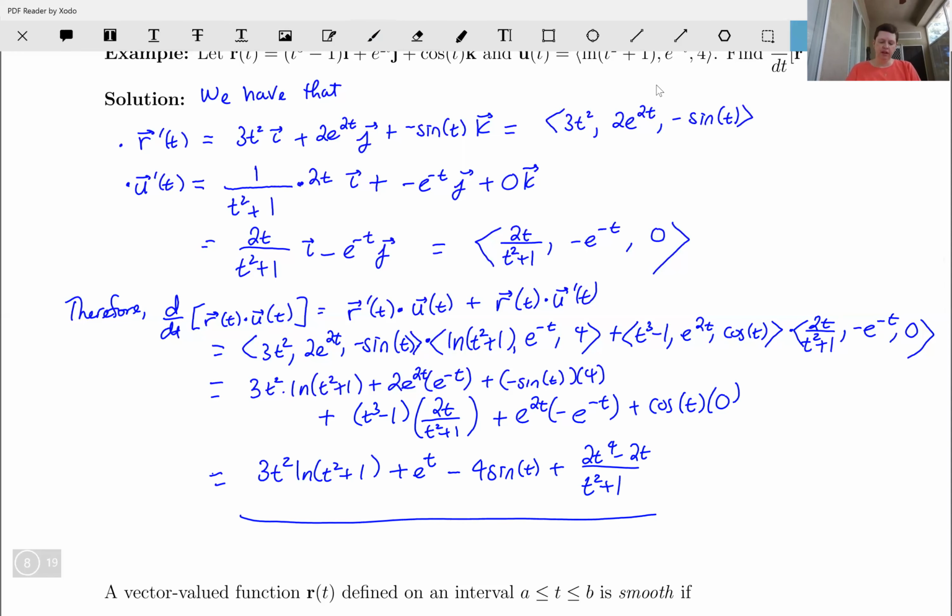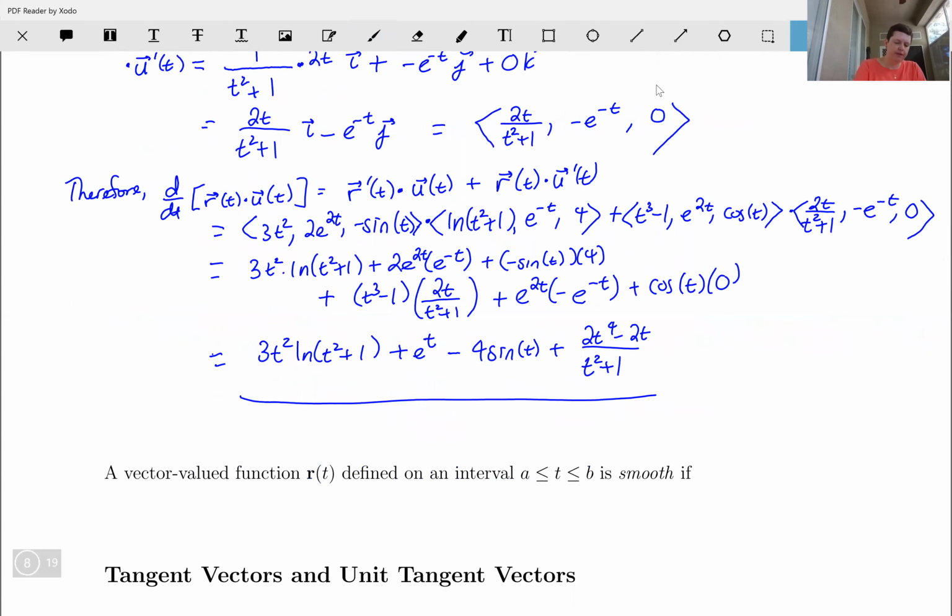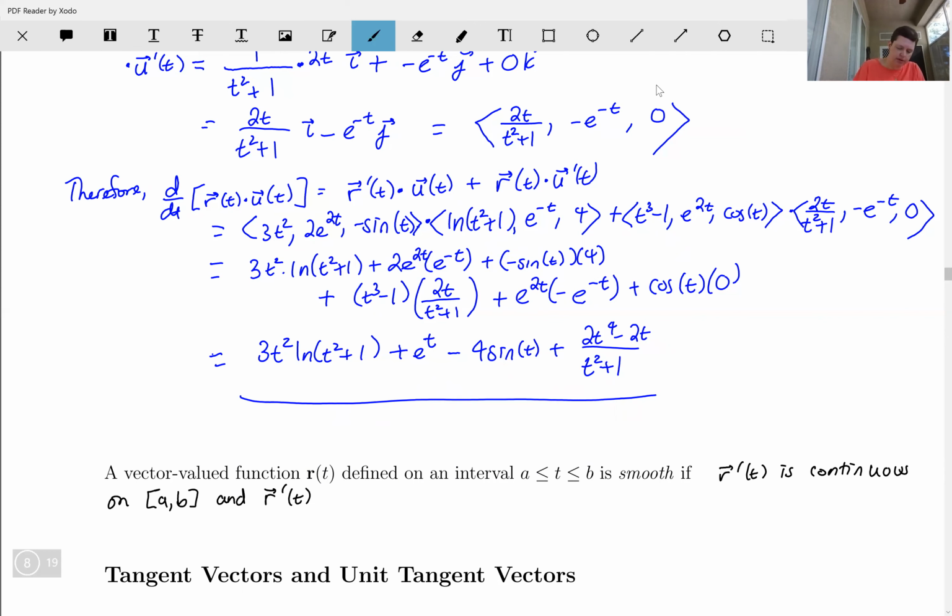One more little definition, just in terms of general derivatives. We talk about a smooth function. So a vector valued function r of t defined on some interval a, b is said to be smooth if r prime of t is continuous on that interval, but moreover, it's not just continuous, it is also non-zero for all points on that interval. So the derivative is continuous and not zero anywhere.